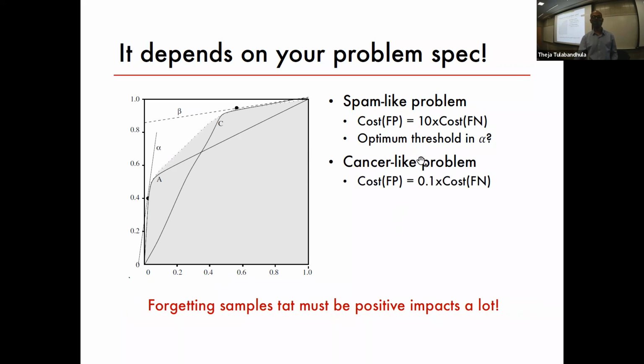Similarly, in the cancer-like problem, the opposite information applies, where the cost of false positive is not as much as false negative. In that case, you are fine: the x-axis is false positive, I don't care too much about false positive, so let me go all the way to the right here. You can pick something which has a decent false positive rate but a high true positive rate, because if you have a high true positive rate, then you'll have a low false negative rate. So those are choices you can make.